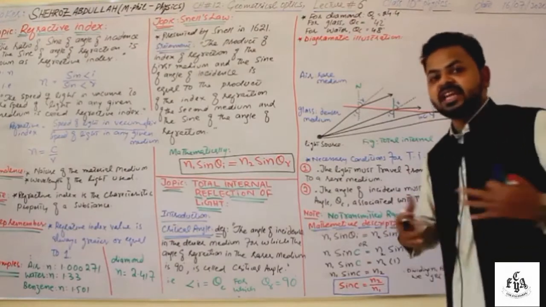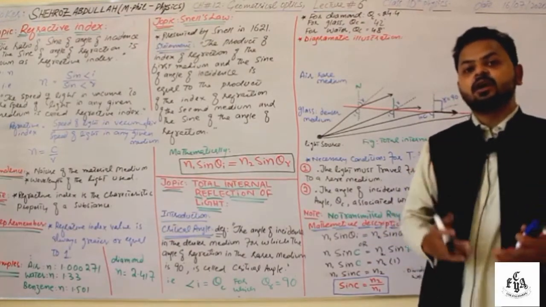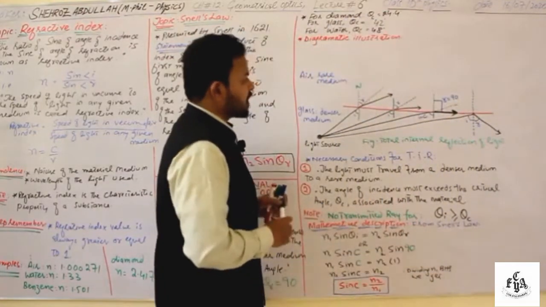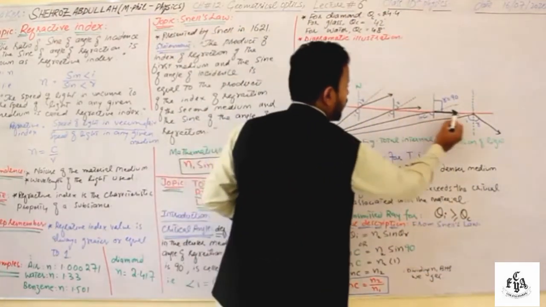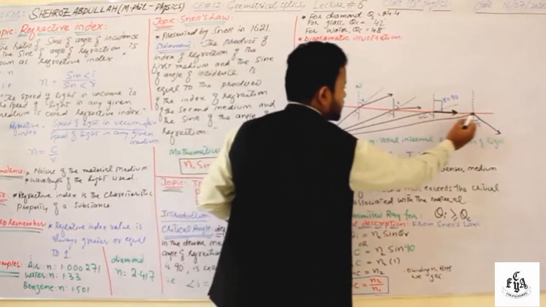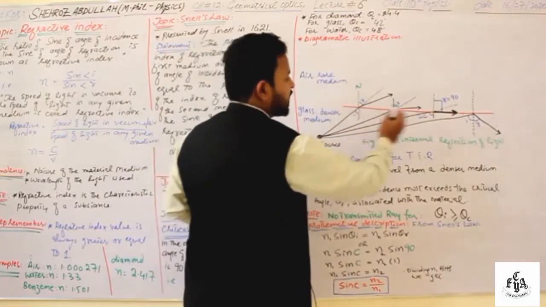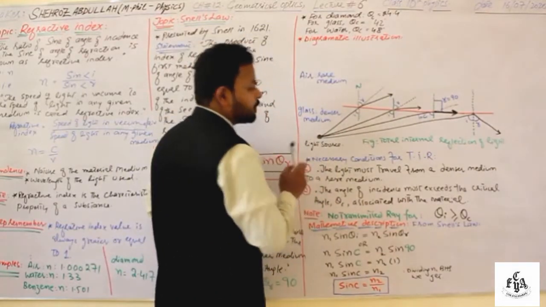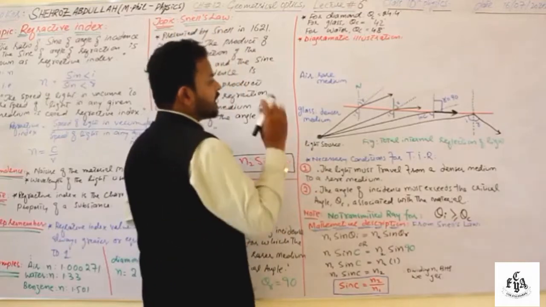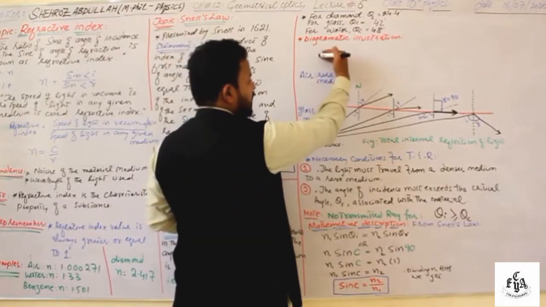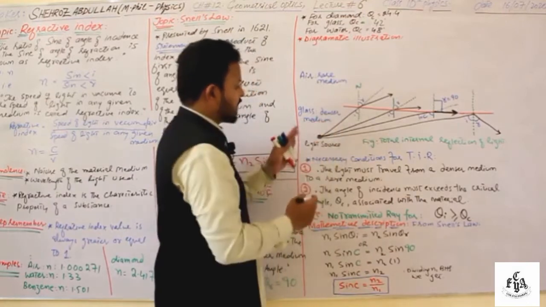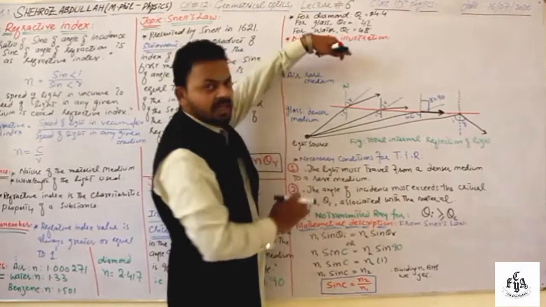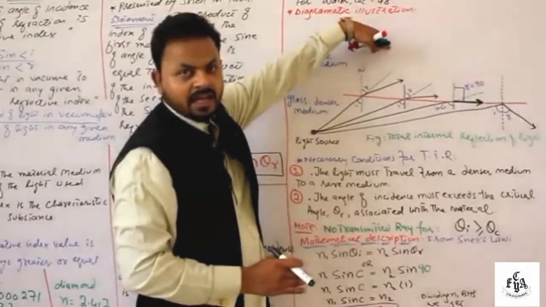Now let me discuss the detail of it by using this diagram. Look, this is the boundary between two mediums. This red line is the boundary between two mediums. Now we have a light source. Over here we have air, and over here we have glass. So air is the rare medium and glass is the denser medium.